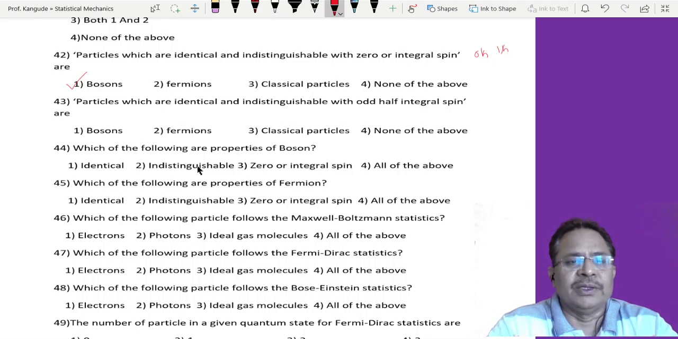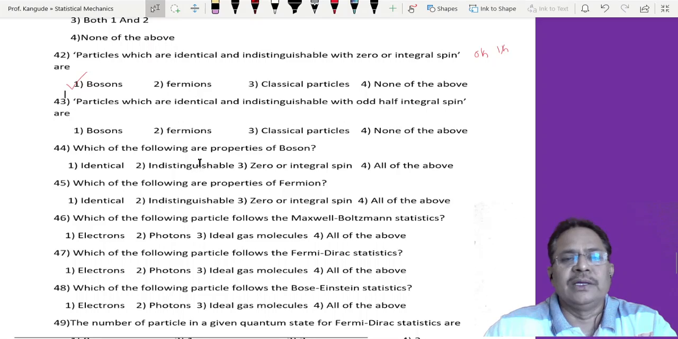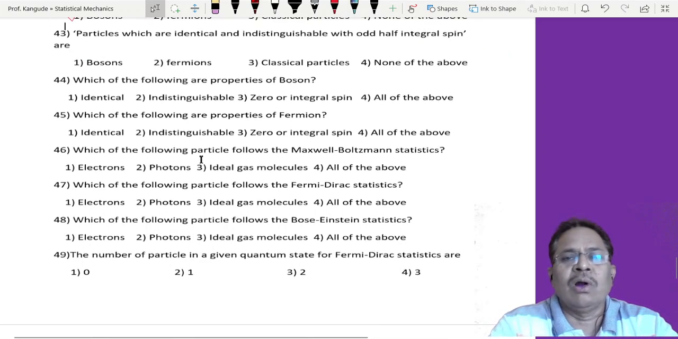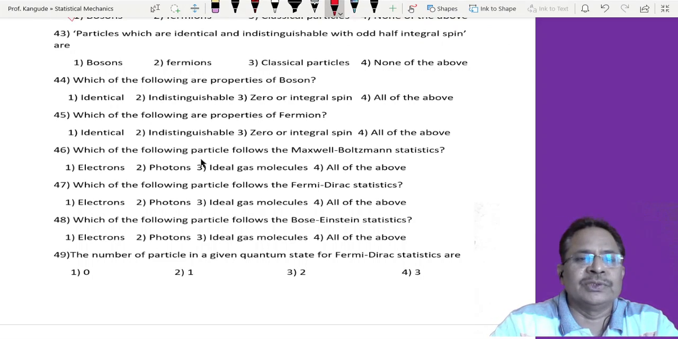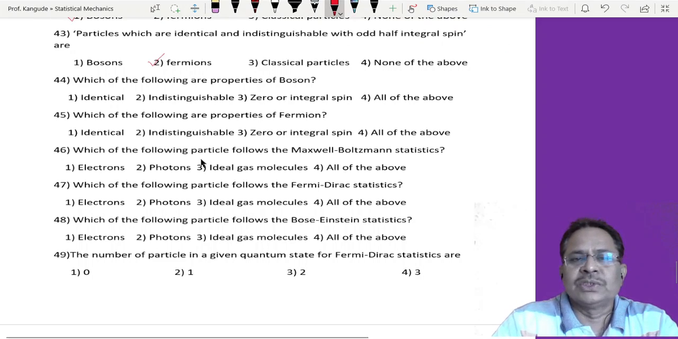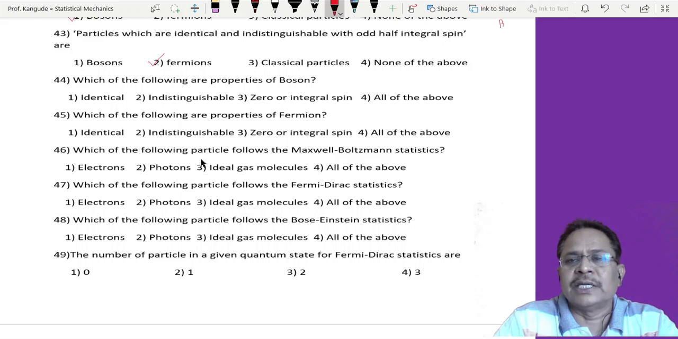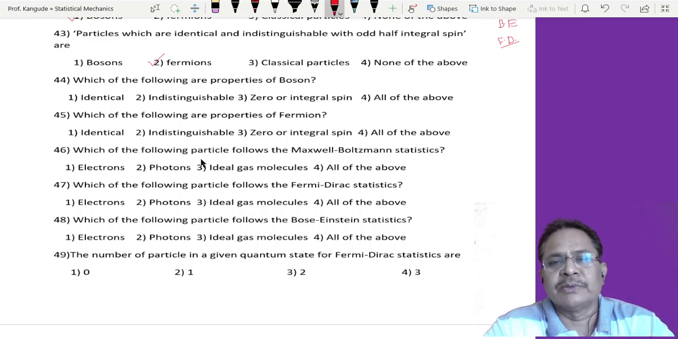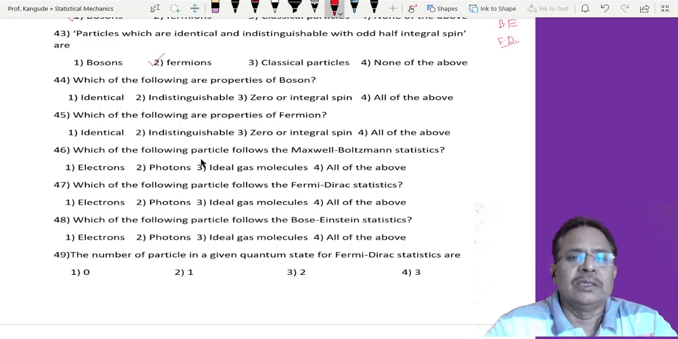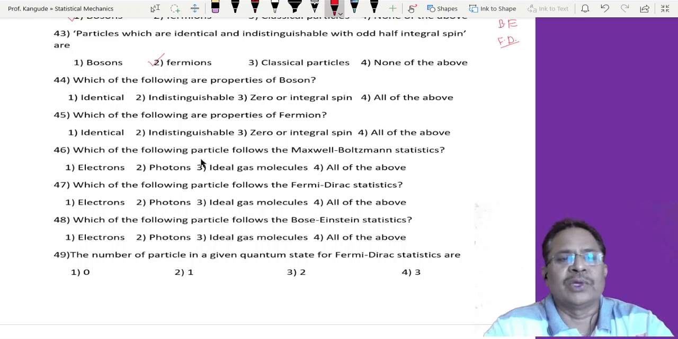Then question number 43, particles which are identical and indistinguishable with odd half-integral spin are called fermions. So we know that bosons undergo Bose-Einstein statistics, whereas fermions distribute according to the Fermi-Dirac statistics. So the distribution of particles is based upon different types of statistics. Based upon that, the classification of particles also can be done.